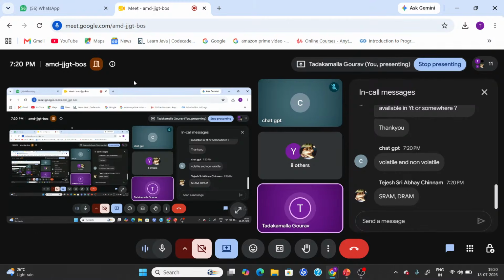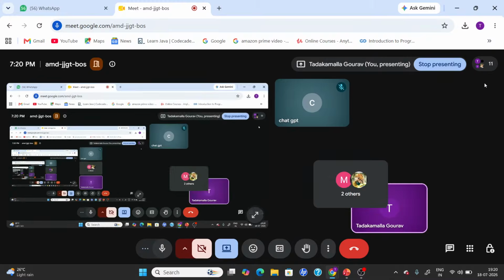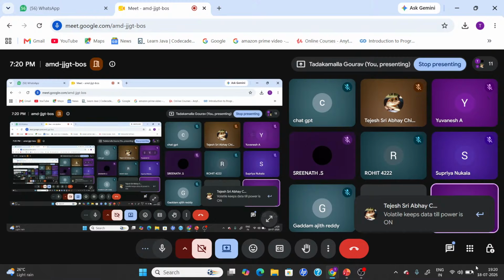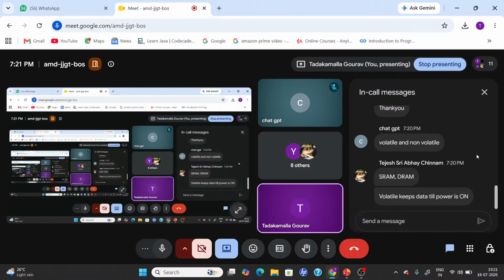Now, the next question, which you might face in your interviews also, these are very basic questions: what is a volatile memory and what do you mean by non-volatile memory? What is the exact difference? Anyone want to explain in a word? You can also unmute your mic if you want. Volatile keeps data if the power is on. Okay. My question is, what is the difference between a volatile memory and non-volatile memory?